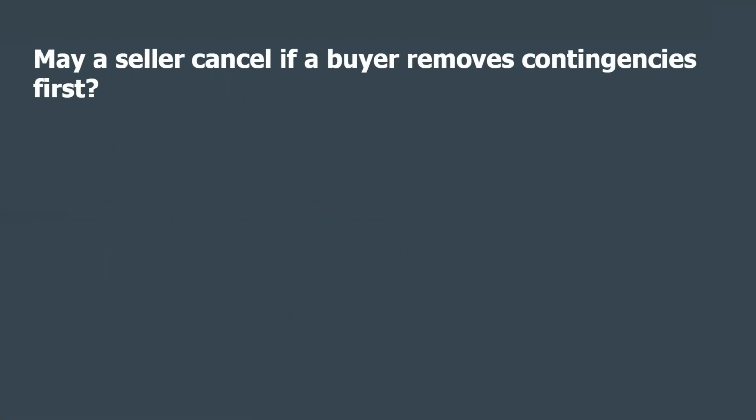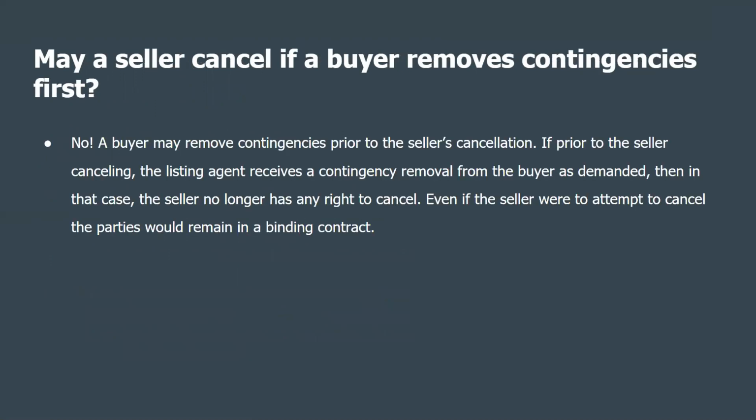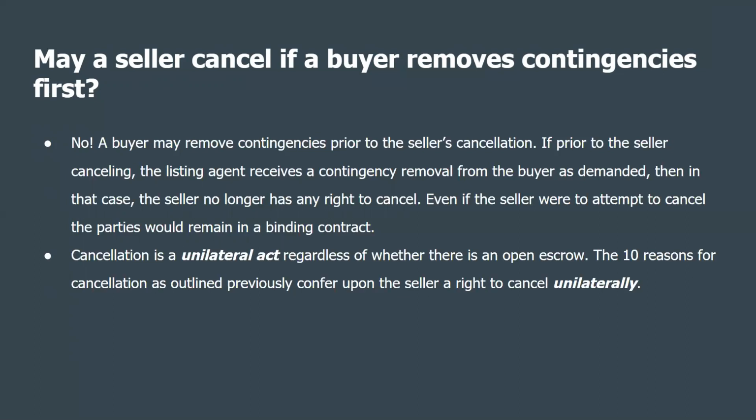May a seller cancel if a buyer removes contingencies first? Absolutely not. A buyer may remove contingencies prior to the seller's cancellation. If prior to the seller canceling, the listing agent receives a contingency removal from the buyer as demanded, then in that case, the seller no longer has any right to cancel. Even if the seller were to attempt a cancel, the parties would remain in a binding contract.